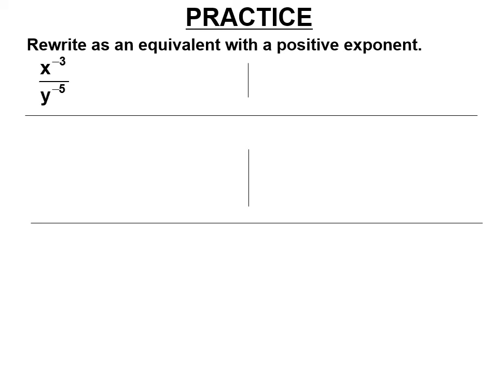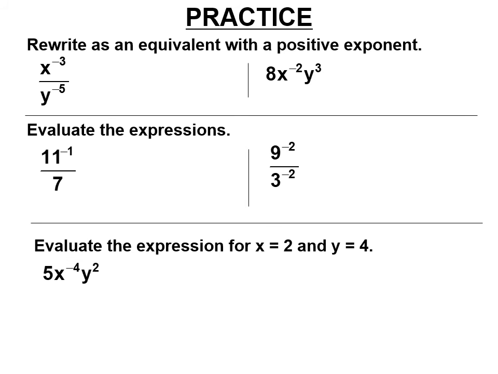All right, here's our practice. Rewrite as an equivalent with a positive exponent. So the y to the -5th goes up there and becomes y to the 5th. The x to the -3rd comes down here and becomes x cubed.